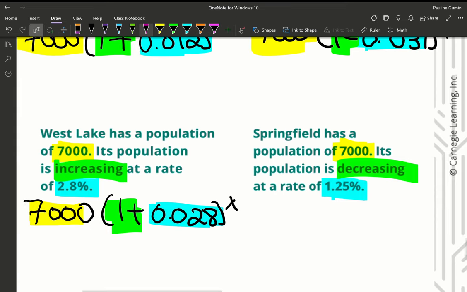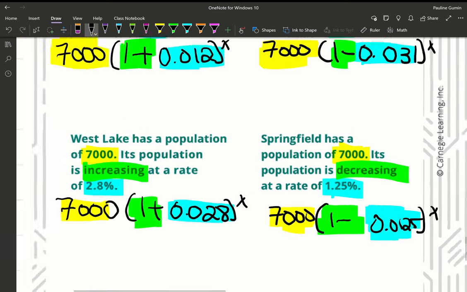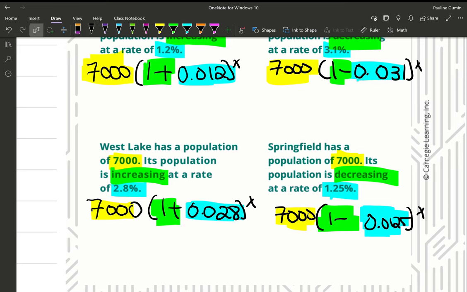Let's do Springfield. Springfield starts at 7,000. Its population is decreasing. And 1.25% as a decimal is 0.0125 to the power of x. Now, if we ever wanted to actually calculate the amount of the population after any amount of years, we would plug this into our calculator and we would put a number instead of x.